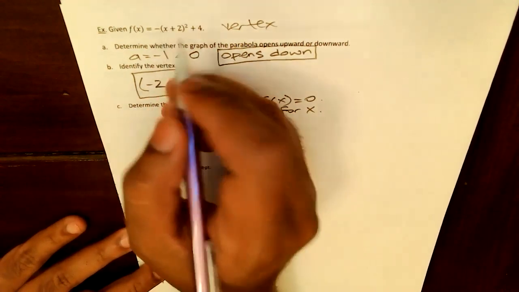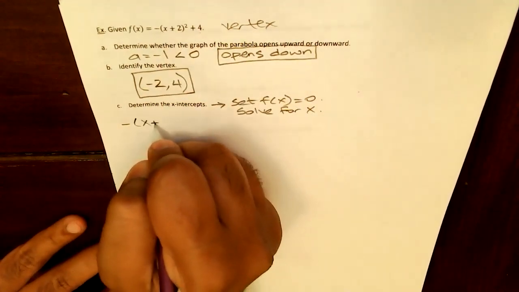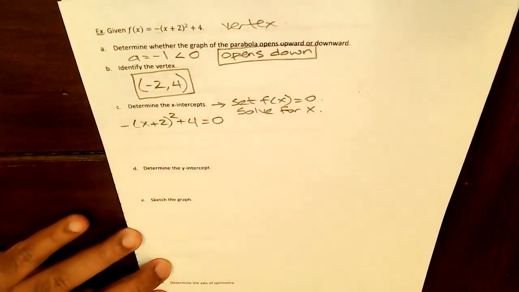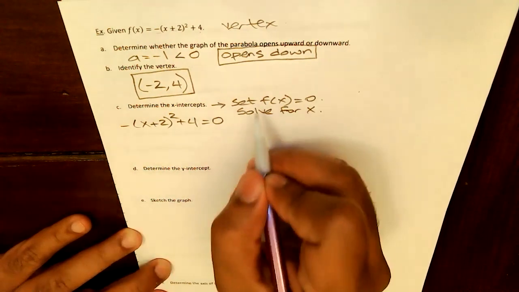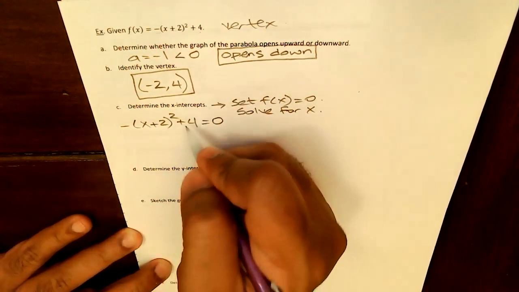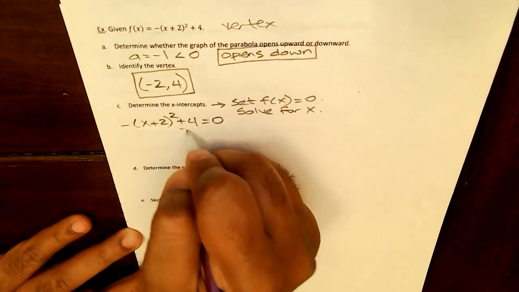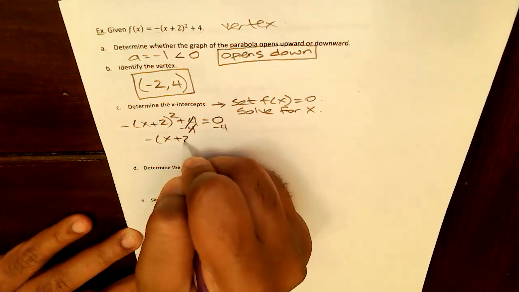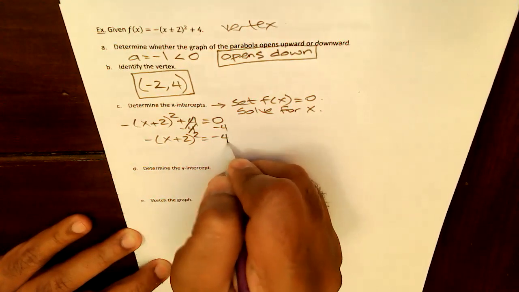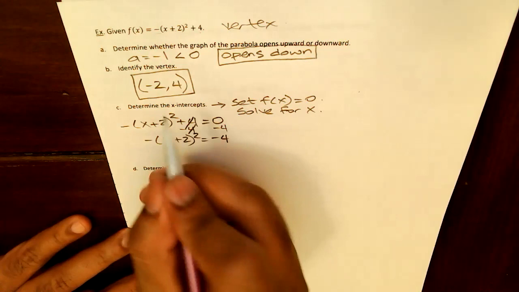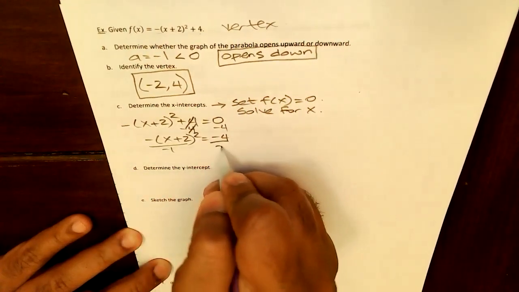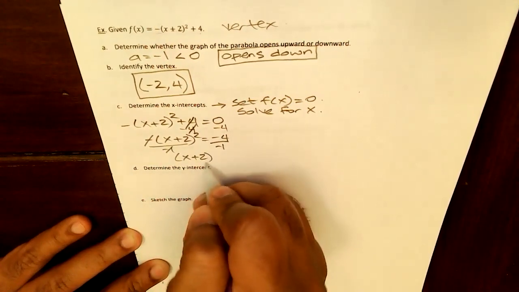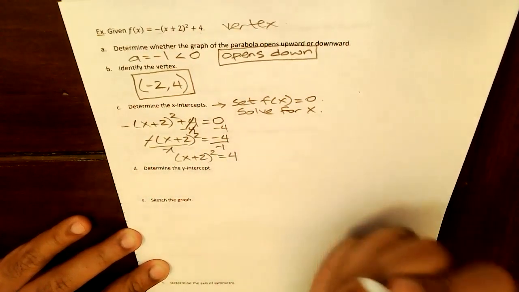In this instance, my function is -(x plus 2) squared plus 4, and I'm going to set it equal to 0. Next, I'm going to solve for x. To do that, I'm going to subtract 4 on both sides. That gives me -(x plus 2) squared equals -4. Next, I'm going to divide both sides by -1 to get rid of the negative. That gives me (x plus 2) squared equals +4.